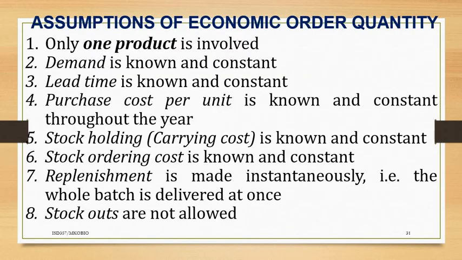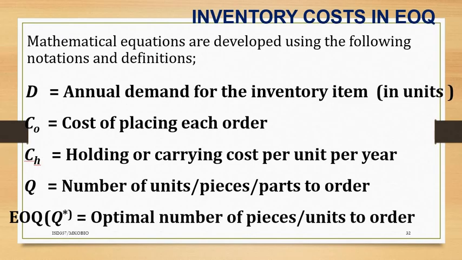So the assumptions are: first, only one product is involved, of course. Demand is known and constant. Lead time is known and constant. Purchase cost per unit is known and constant throughout the year. Stock holding cost is known and constant. Stock ordering cost is known and constant. Replenishment is made instantaneously. That is, the whole batch is delivered at once. Stock outs are not allowed. Are we good? So here are the assumptions. So let's take note of these assumptions as we are learning. These are the things you have to take note of.